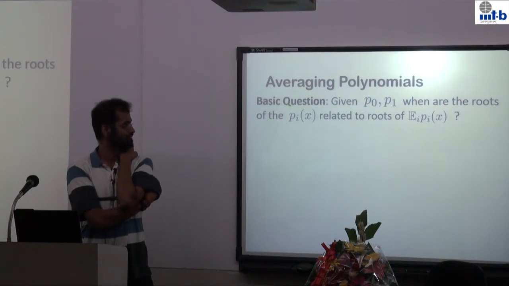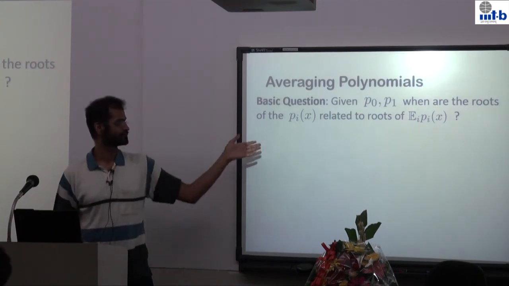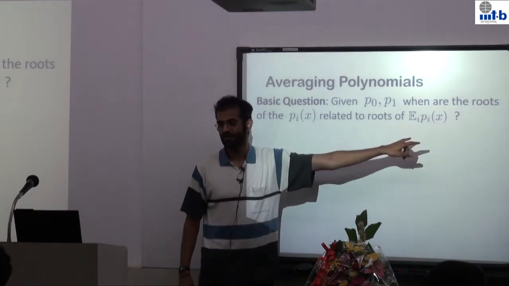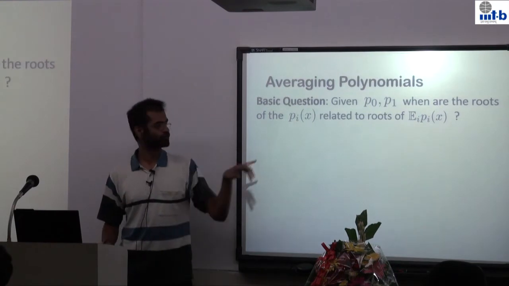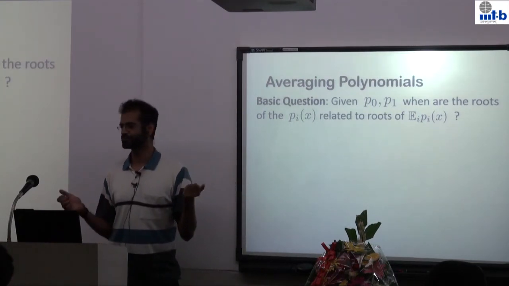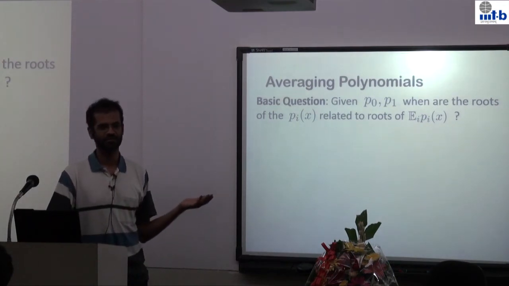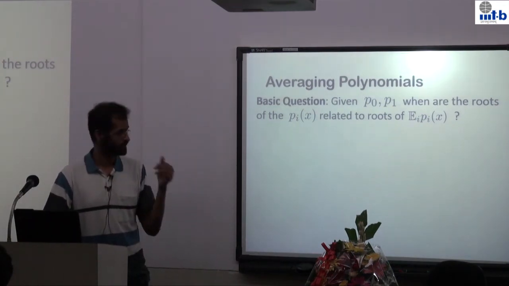When are the roots of the individual polynomials related to the roots of the average polynomial? Okay, so the average polynomial is obtained by averaging the coefficients. I want to say that the roots of the average are somehow averages of the roots of the individuals. That would be the ideal statement. If everything was linear, that would be true, but it's not.